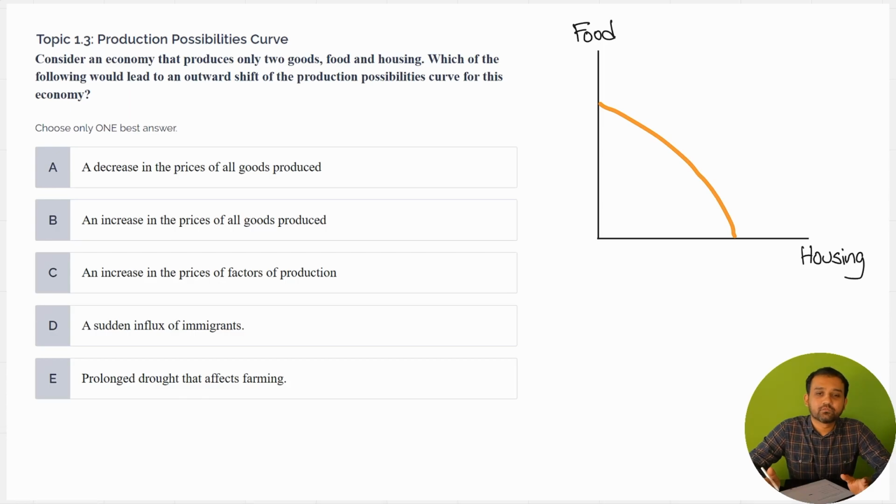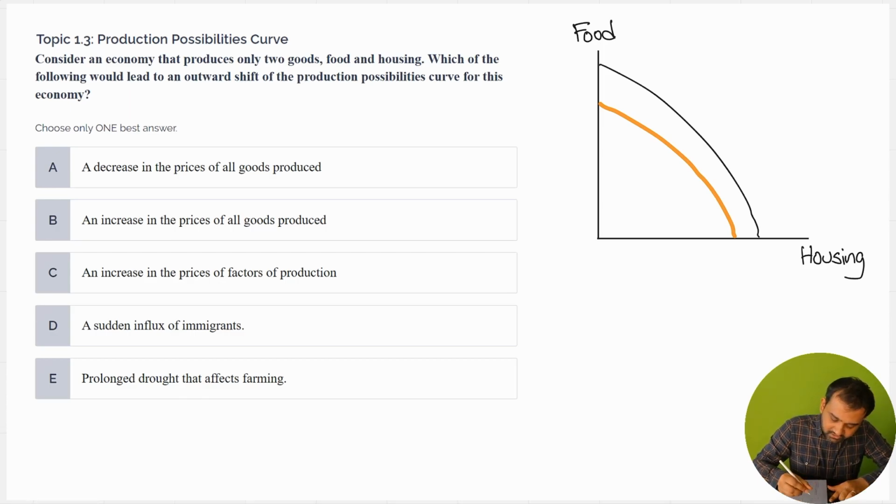In this question, we are told about an economy that produces only two goods, food and housing. And we are asked what would cause its production possibility frontier or production possibility curve to shift outward. So let's think about what it means for the production possibility curve to shift outward. It means the country's production capacity has increased. It can produce more of both food and housing.